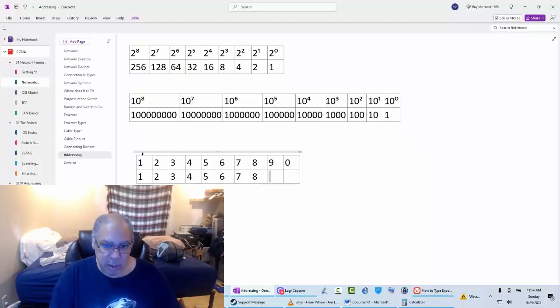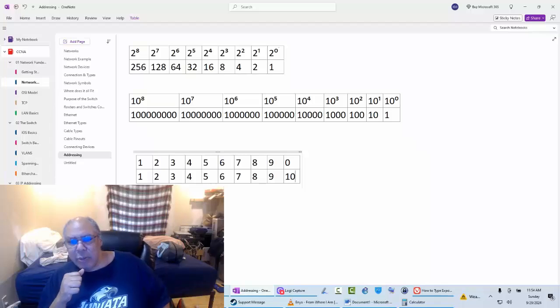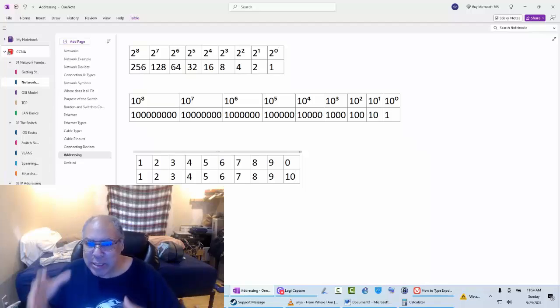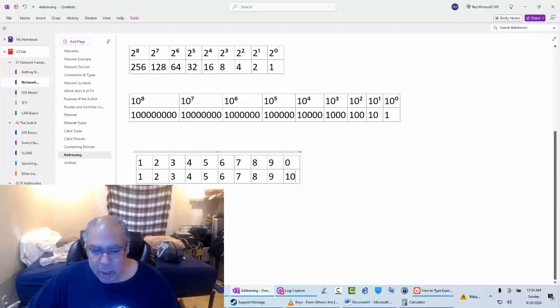I'm counting the actual digits that we have, and we have 10 digits in our numbering system. You know what that means? That means our numbering system is a base-10 system, because we have 10 possible digits to make up all our numbers. Now, if that's the case, I'm going to do some horrible drawing here.